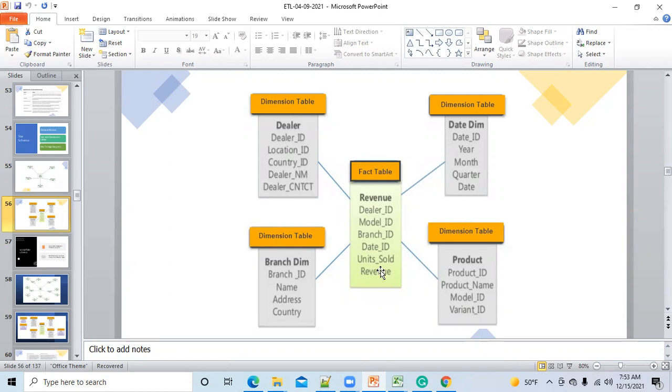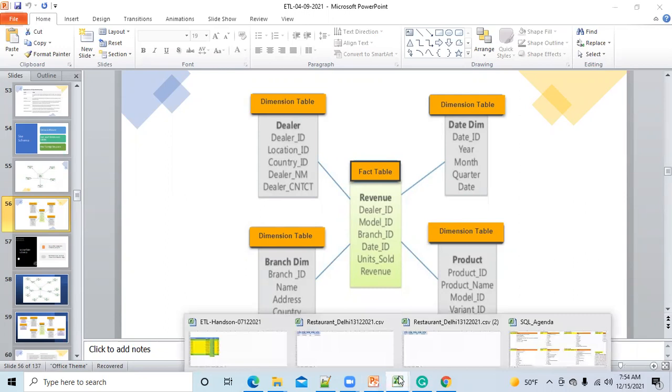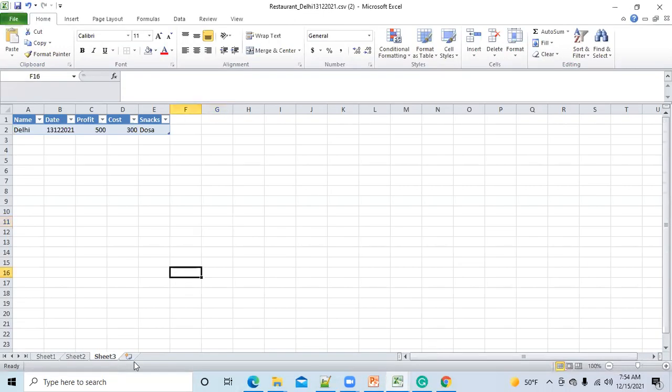Right? So that's why now the question is, you can ask me why I am maintaining this table. Why have I not kept all this information, name, address, country, dealer name, dealer contact, month, quarter, date, and product name and all these things in one table only? Why have I created separate tables? What's the need of this? Are you getting your point?